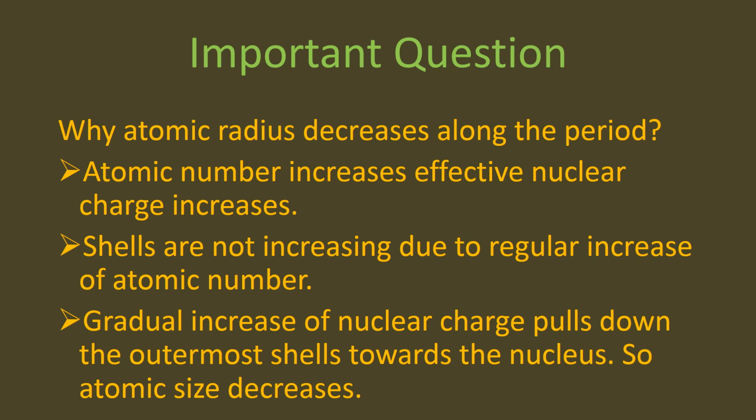Why does atomic radius decrease along the period? Along the period, atomic number increases. Effective nuclear charge increases due to the increase in the number of protons. Shells are not increasing due to the regular increase of atomic number. The gradual increase of nuclear charge pulls the outermost shell towards the nucleus. So atomic size decreases when we move from left to right in the periodic table.